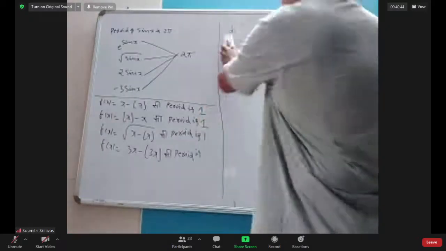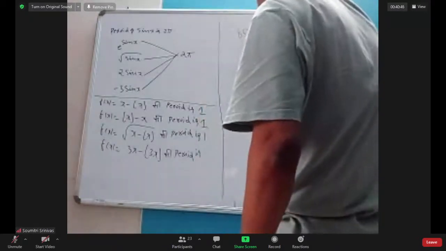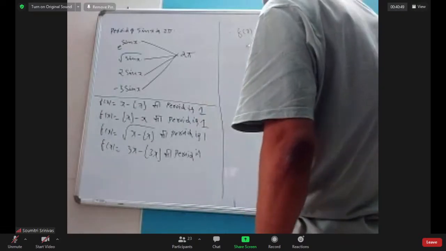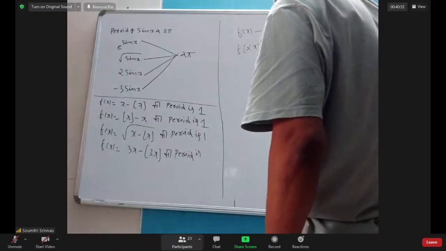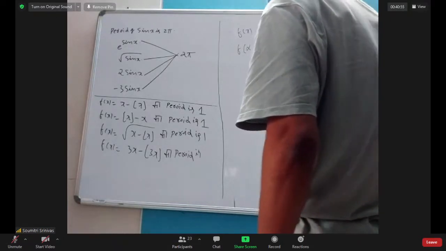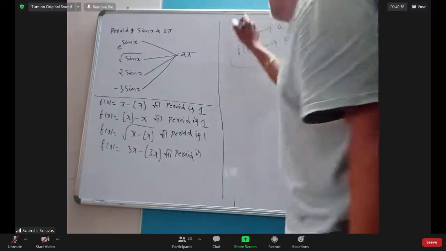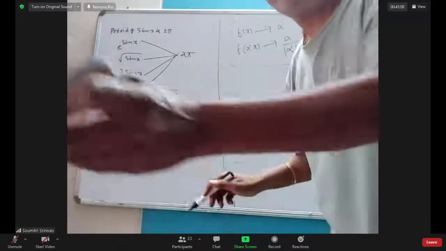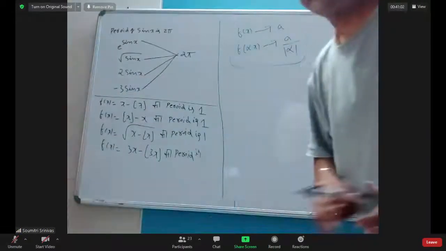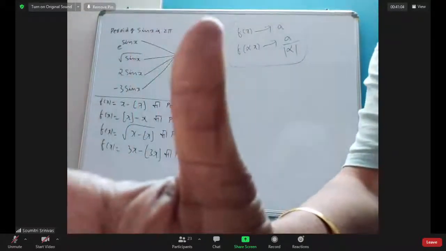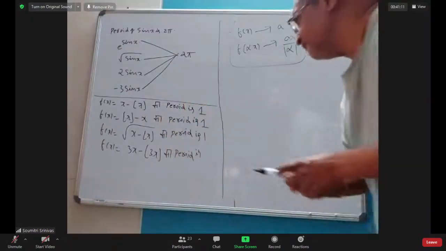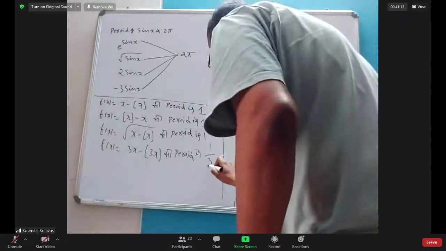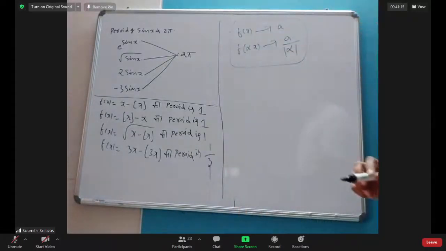The period of f of x is 1/3. Alpha by mod a. So what's the coefficient of x here? Coefficient of x here is 3. So what's the period? 1/3.